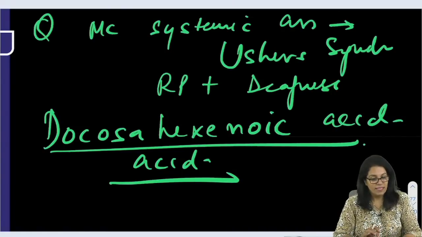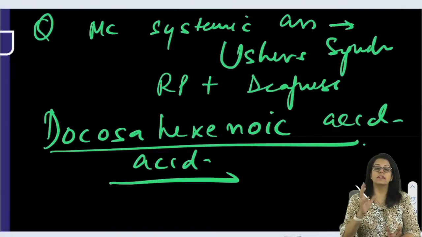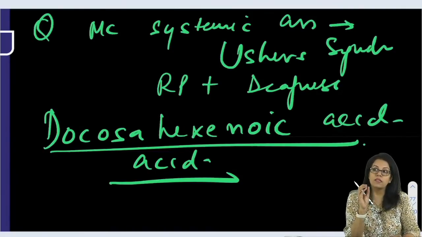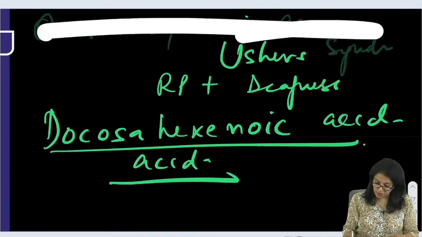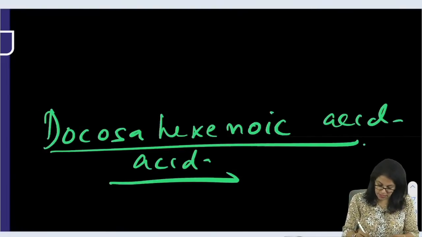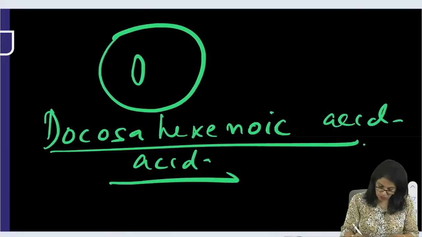Okay? So, that was about your RP. Any question we are leaving in RP? Yes. What is the early, this is very important, what is the early field effect in RP? Because RP is a disease of mid periphery, the early field effect you will answer is ring scotoma, right?